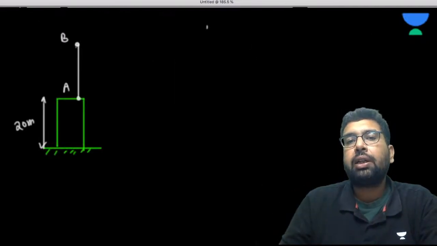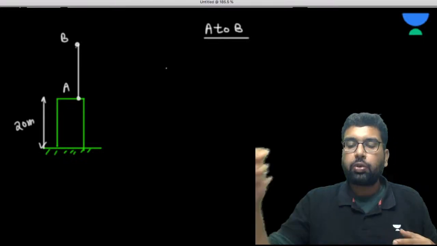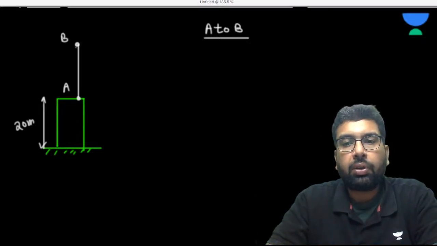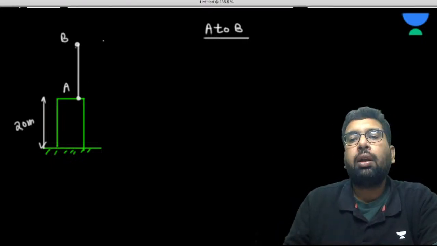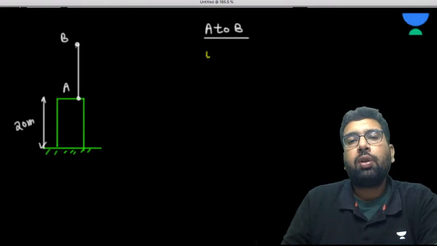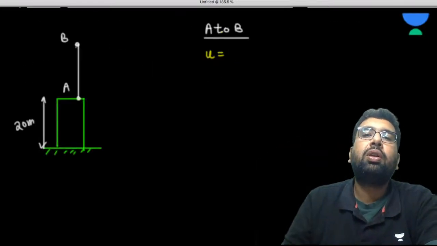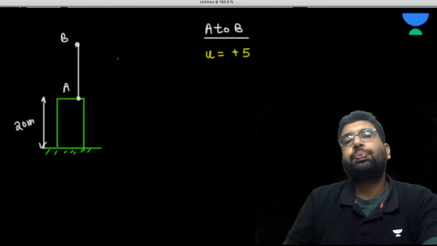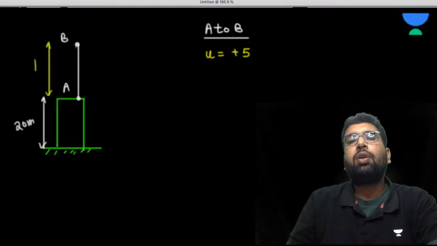Two things must be very, very clear in your mind: that you are considering the motion from which point to which point. So we are considering the motion from A to B. And what is the initial velocity? The initial velocity is 5 meter per second. From A to B, the initial velocity is obviously plus 5 because it is moving upward. Now, when it reaches the maximum height, definitely the velocity is going to become 0.